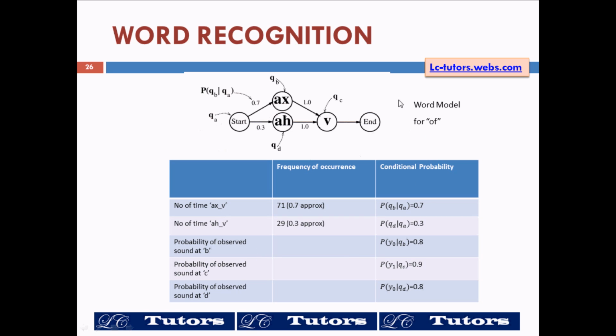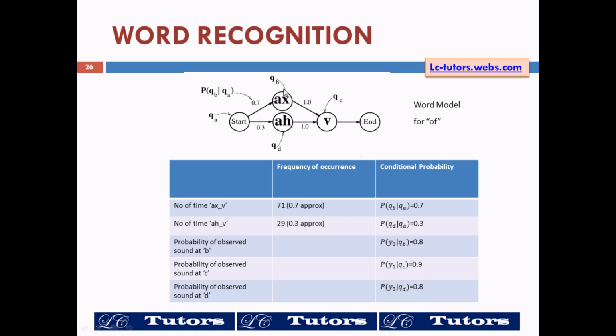So what we did in our experiment is we recorded observations of, say, we pronounced the word "off" 100 times, and out of 100 times, 71 times it follows this path of the model, and 29 times it follows this other path. That means the pronunciation is a little bit different. So the probability can be: what is the probability of starting from this state and jumping into this state. Because 71 times, approximately 0.7, we take the probability of QB given QA equal 0.7.